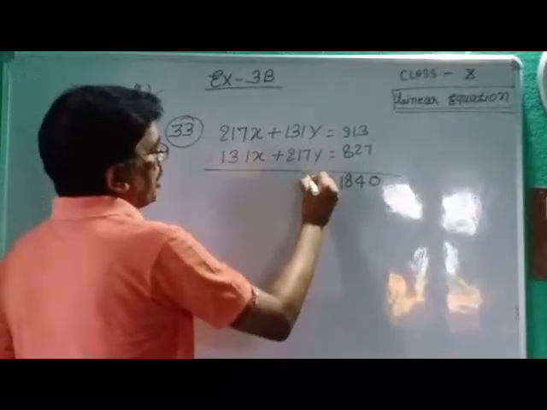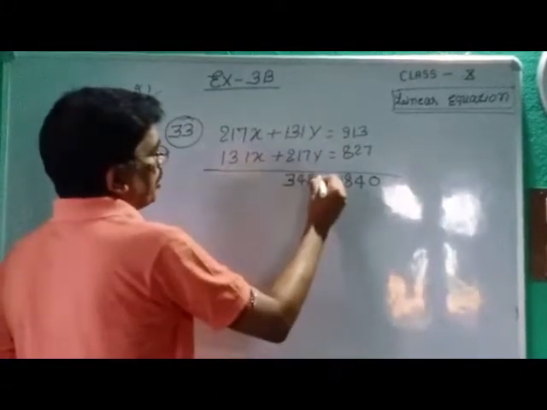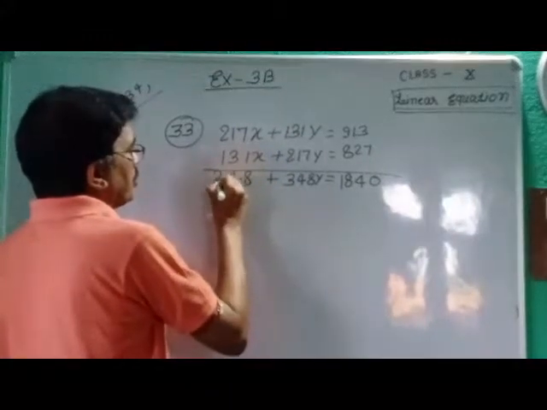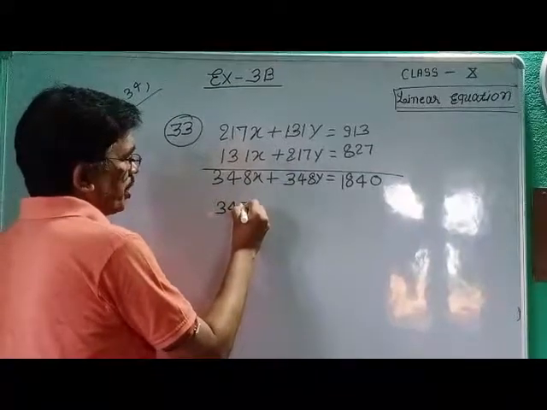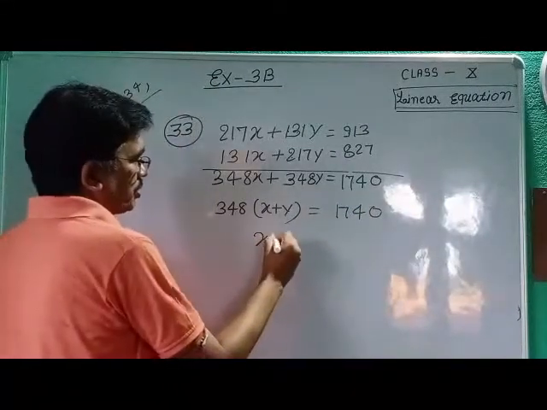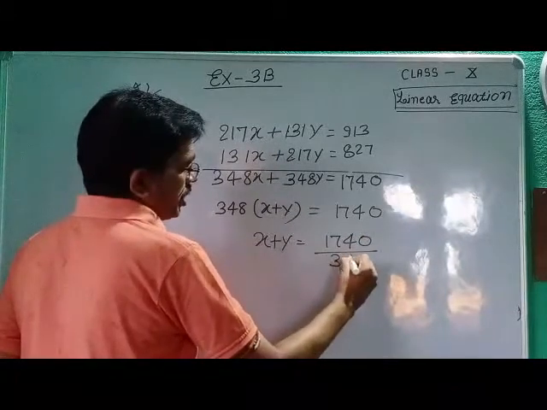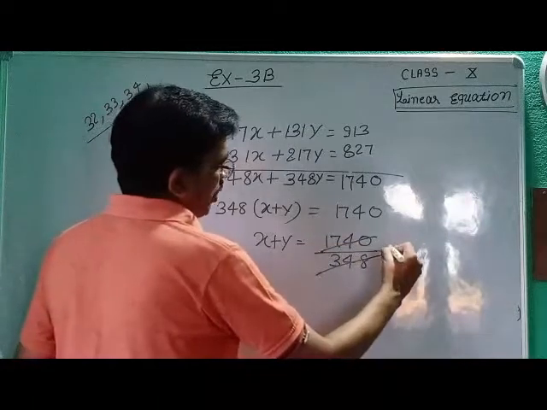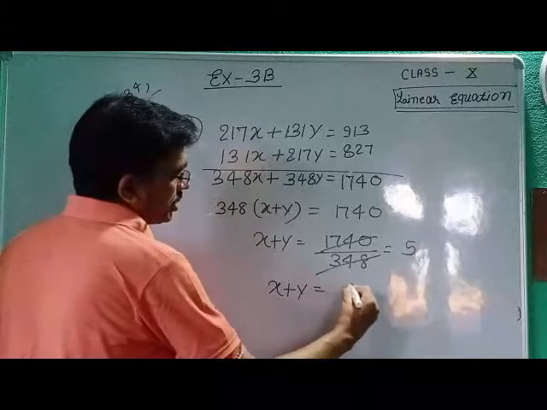And here is 8, 4, 3 plus 8, 4, 3. That means 348 take common is equal to 1740. Then x plus y is equal to 1740 by 348. And when divided, you get 5. So x plus y is equal to 5.